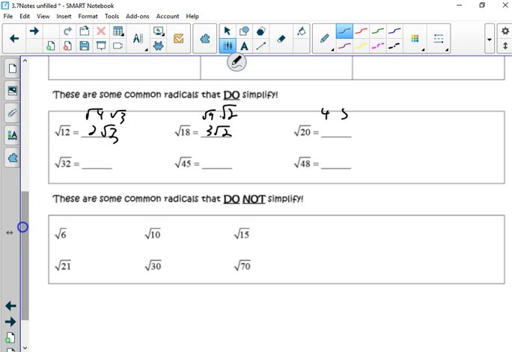This one is 4 and 5. So 2 root 5. 16 and 2. So 4 root 2. 9 and 5. 3 root 5. And then this one is very popular also. 16 and 3. So 4 root 3.